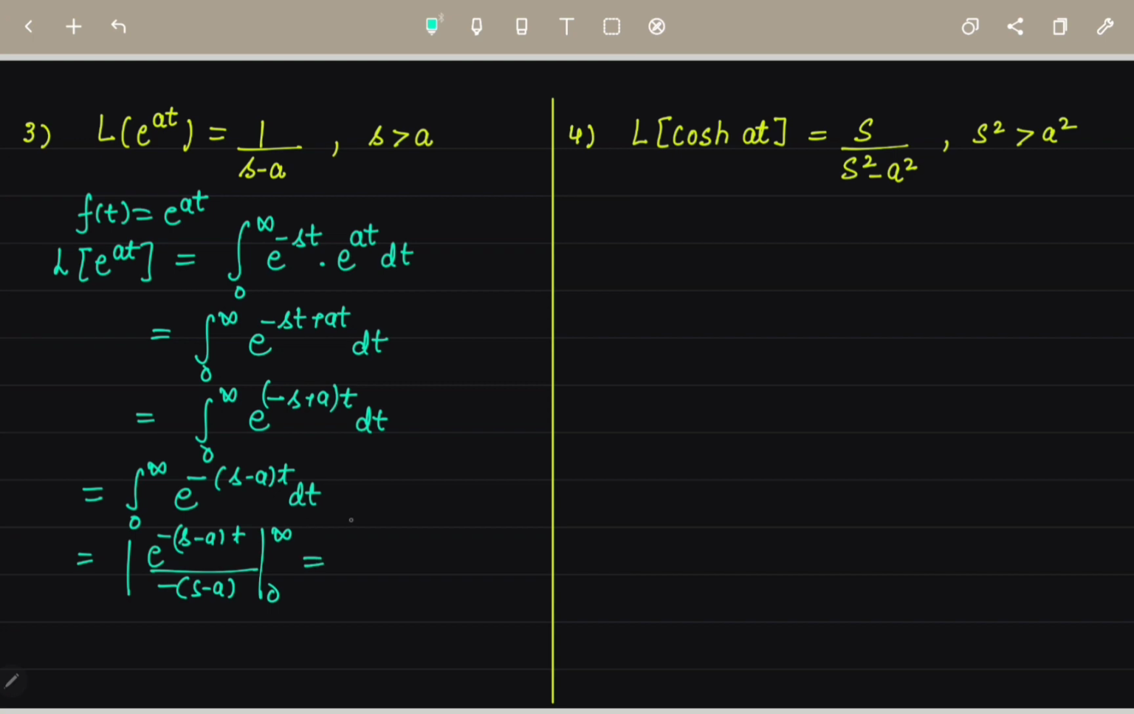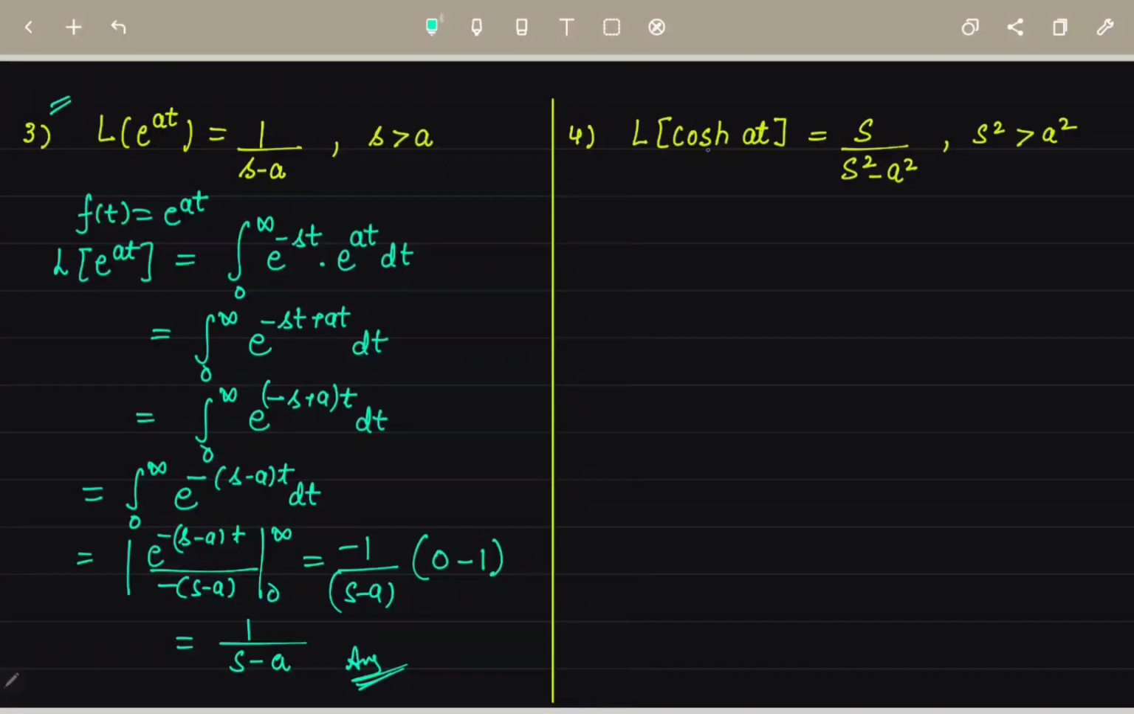So after applying the limits, I am writing here directly, that is minus 1 divided by s minus a, and this term will become 0 and the other term will become 1. So in short we have 1 divided by s minus a. So this is the answer.